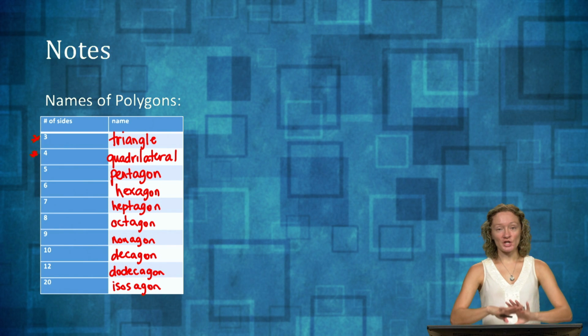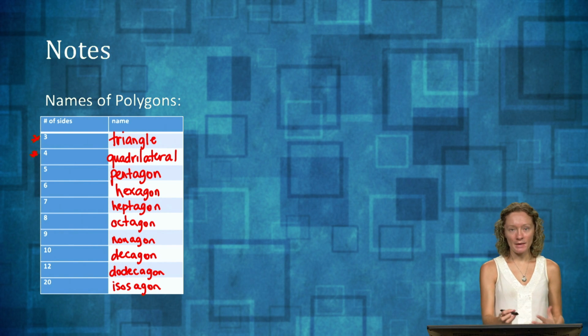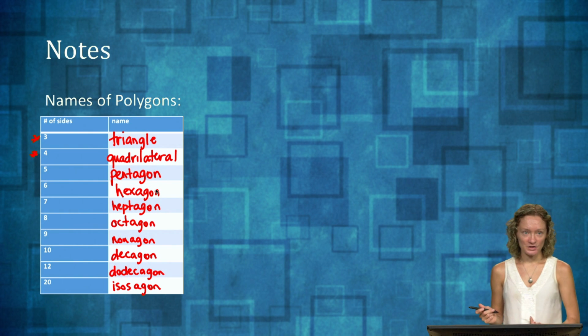So remember, these are general polygons. The sides may or may not be the same length in the figures. If they were the same length, then we would have a regular triangle, a regular quadrilateral, regular pentagon, regular hexagon, and so on down the list.